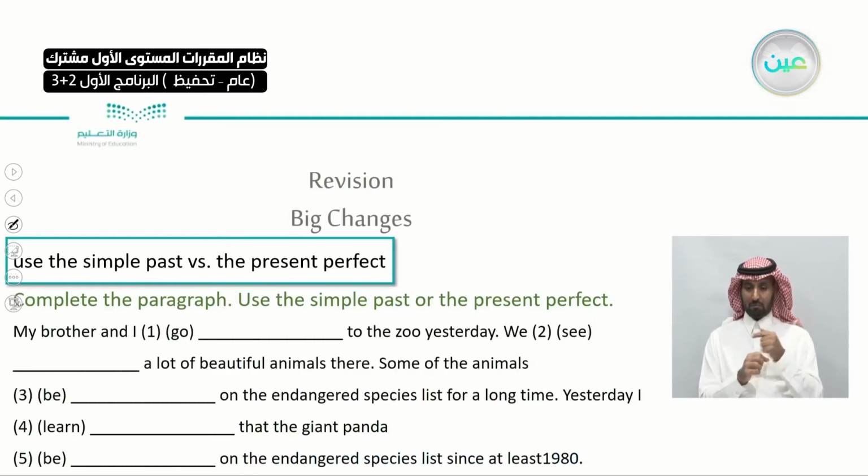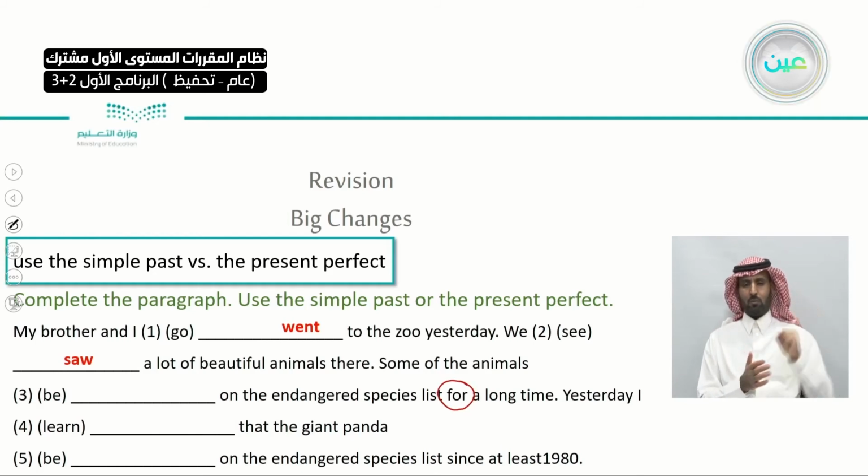Let's try to do this exercise. Number 1 in here. My brother and I go to the zoo yesterday. So what do we use? Go will be: we went to the zoo yesterday. And also yesterday we see a lot of beautiful animals there. Still speaking about what happened yesterday, and we saw a lot of beautiful animals. Some of the animals be on the endangered species list for a long time. Where is the key word in here? The key word is for a long time. So from a long time ago until today, no specific day. So some animals have been on the endangered species list for a long time.